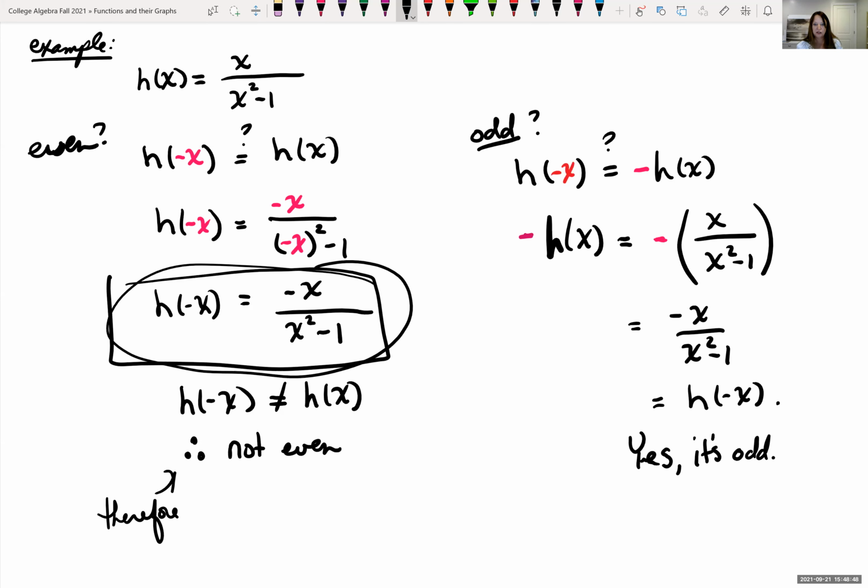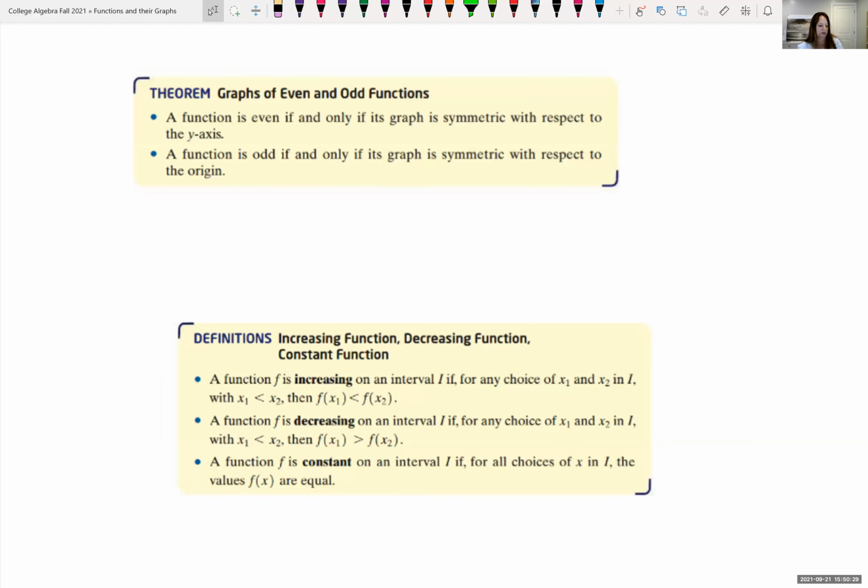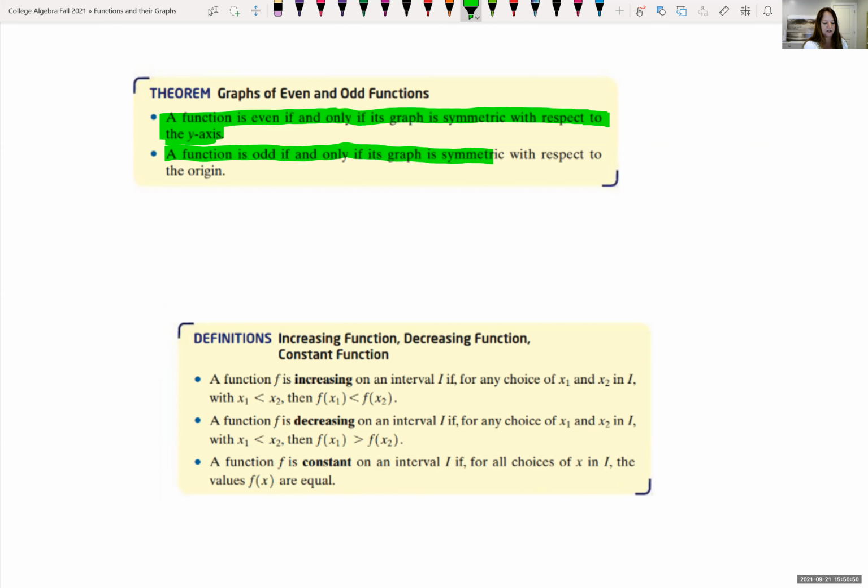So pretty much you were doing this before when you were testing for symmetry. So I threw up two theorems, or a theorem, in here. We had already stated this, but it says graphs of even and odd functions. A function is even if and only if the graph is symmetrical with respect to the y-axis, and the function is odd if and only if the graph is symmetrical with respect to the origin.